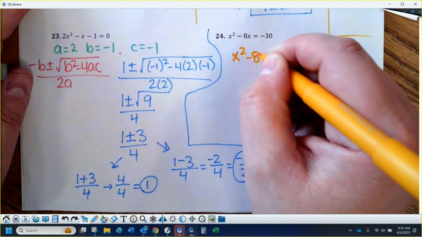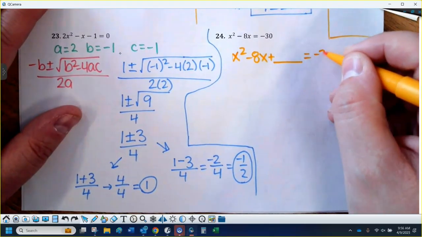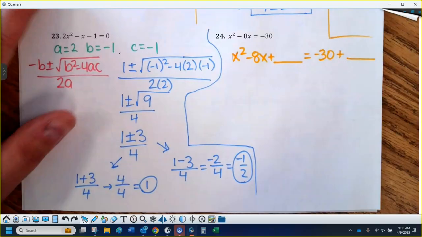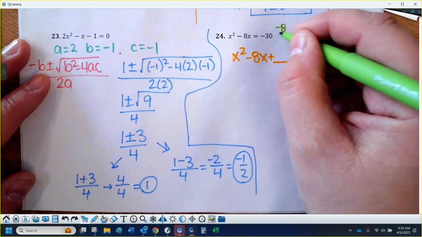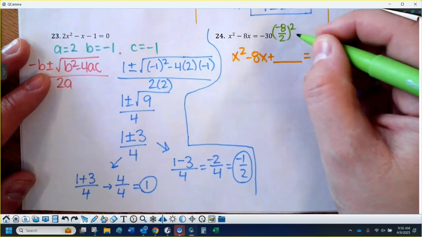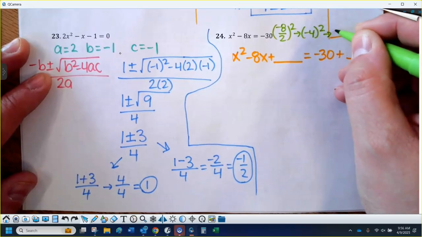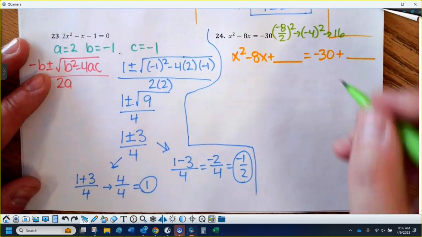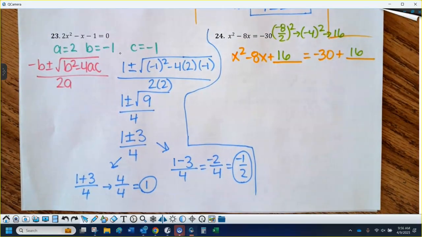So I'm going to do x squared minus 8x. I'm going to leave a little blank. And then equals negative 30 plus I'm going to leave a little blank to complete the square. To complete the square, you just got to grab your b value, which is negative 8. Divide that by 2 and square it. Now that's negative 4 squared, which anytime you square something should become positive, whether it's a negative number or a positive number. So negative 4 times negative 4 is positive 16.